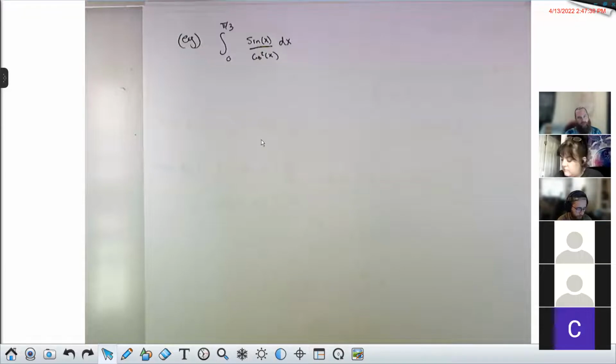This can be done a few different ways. This does not necessarily require a substitution. You could treat this as secant times tangent, and we know an antiderivative for that, but it can also be done as a substitution. So let's see how it comes out if we choose to sub. What might we try substituting for here?